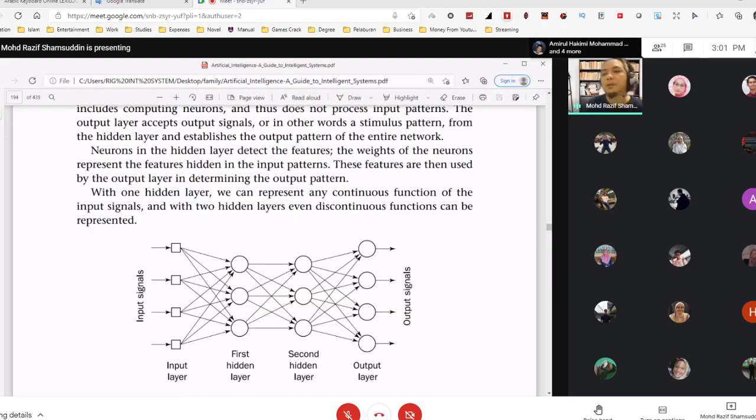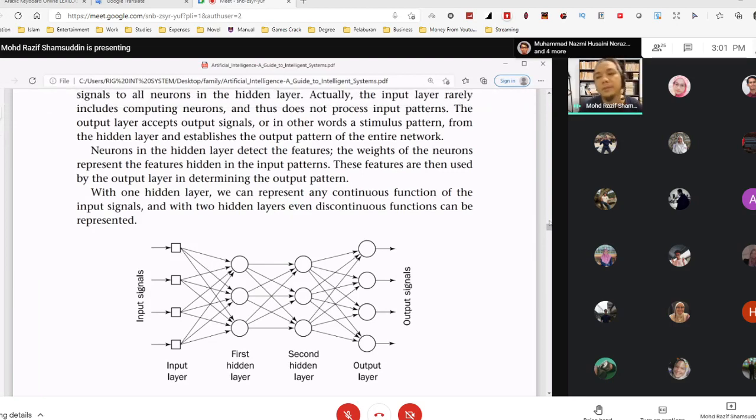Bismillahirrahmanirrahim. So today we will continue with what I have already left you all with in our previous session.